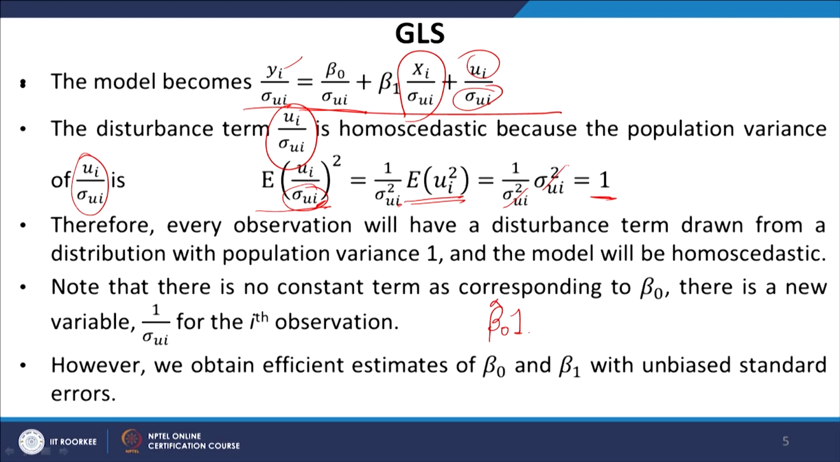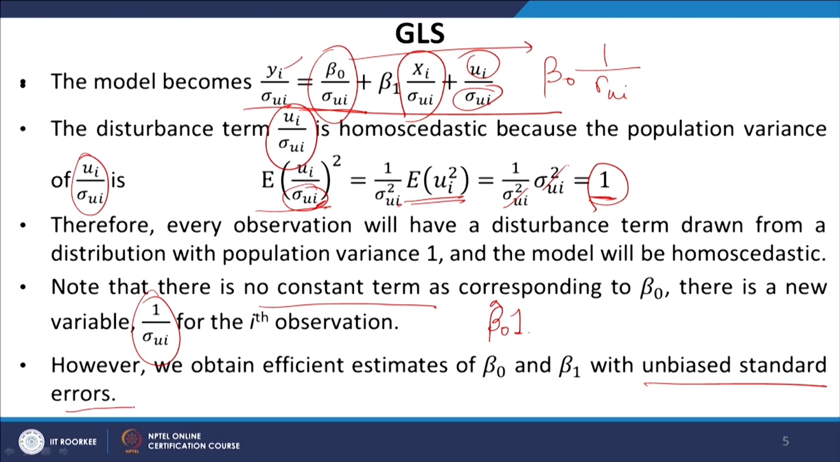But now what I am having is 1 upon sigma ui, because corresponding to this expression my parameter is beta naught and my variable is, instead of 1, sigma ui. Now, sigma ui is an observation specific variable, and as a result we do not have any constant term. However, we obtain efficient estimates of beta naught and beta 1 with unbiased standard errors, because since we now have homoscedastic variance, our estimates are efficient, and the standard errors are actually unbiased estimators of the population standard deviation.